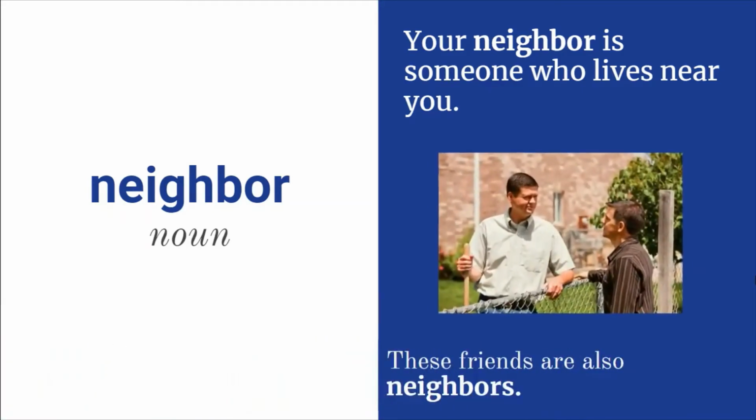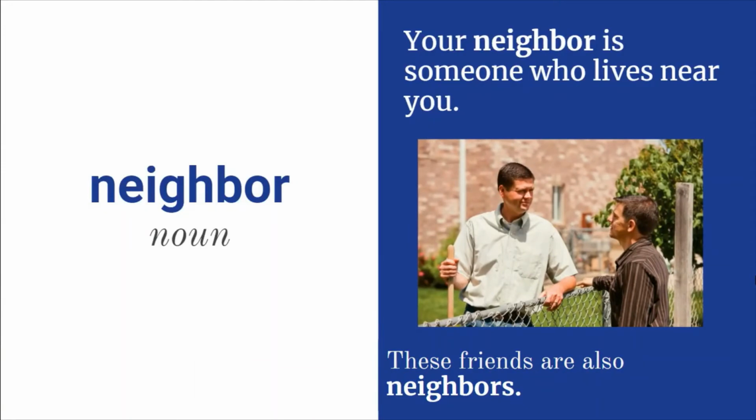Here is the illustration and a sentence. These friends are also neighbors. Let's read the definition again together, and then we're going to read the sentence together. Your neighbor is someone who lives near you. Good. Now let's read the sentence. These friends are also neighbors. Excellent. Remember that neighbors might be the people living next to you, across from you, behind your house. Those people around you, they're all neighbors.